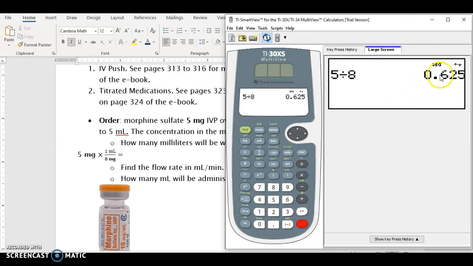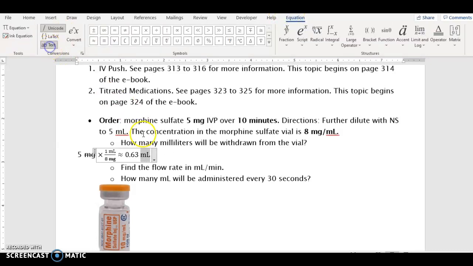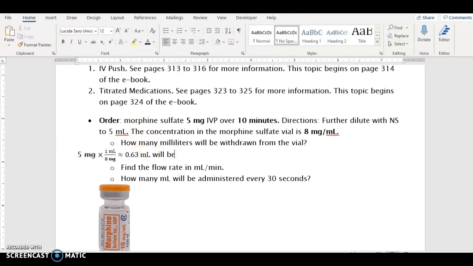We can round that accordingly. We get 0.625, so let's round that to the nearest hundredth. 0.625 rounded to the nearest hundredth is 0.63. So we're going to withdraw approximately 0.63 milliliters from the vial.